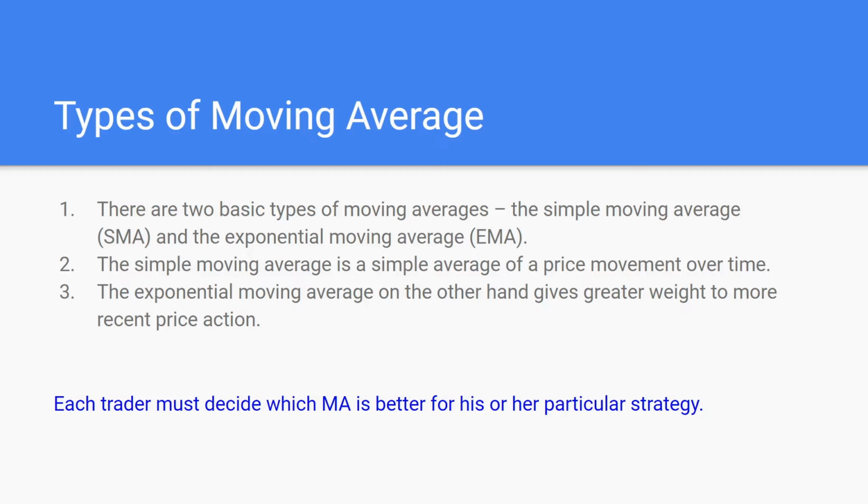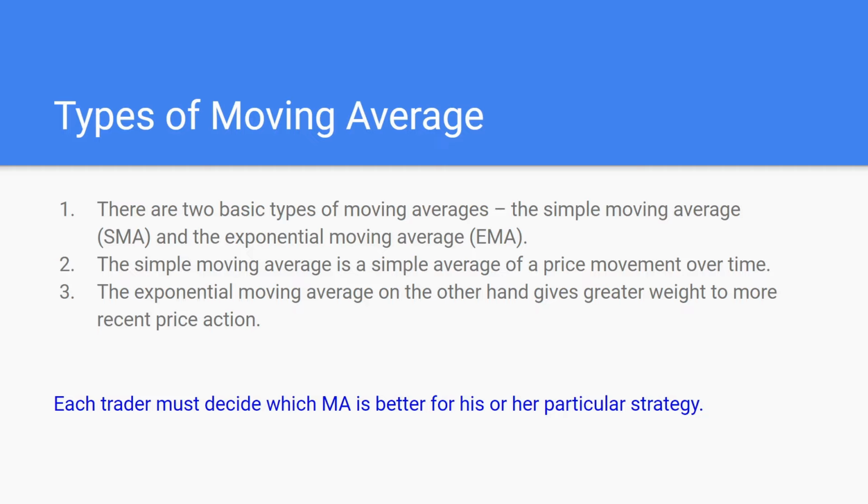Now, going further, we will also discuss types of moving average. What are the different types of moving average we have? There are many types. I am going to cover only the simple moving average and the exponential moving average, which are called SMA and EMA.